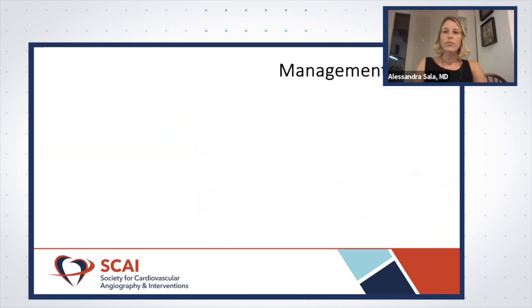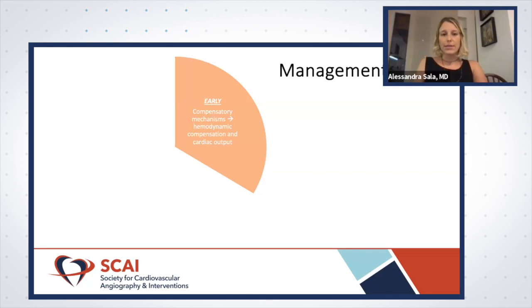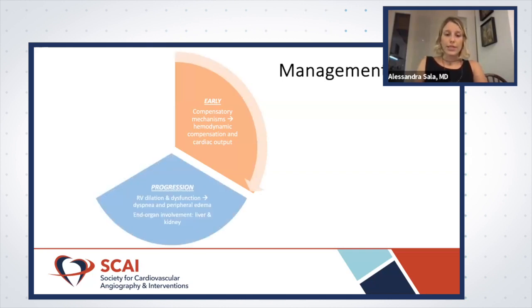Management of tricuspid regurgitation is extremely complex. In early stages of the disease, due to tricuspid regurgitation and central venous congestion, there are compensatory mechanisms that allow for adequate hemodynamic compensation and cardiac output. However, compensatory mechanisms in the right ventricle are limited. Therefore, with progression of the disease, there is progressive right ventricular dilation and dysfunction with the occurrence of orthopnea, dyspnea, and peripheral edema, as well as end organ involvement with hepatosplenomegaly, reduced kidney function, pleural effusions, ascites, and initial right heart failure hospitalizations.